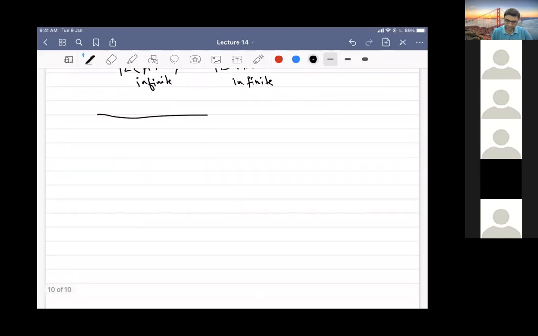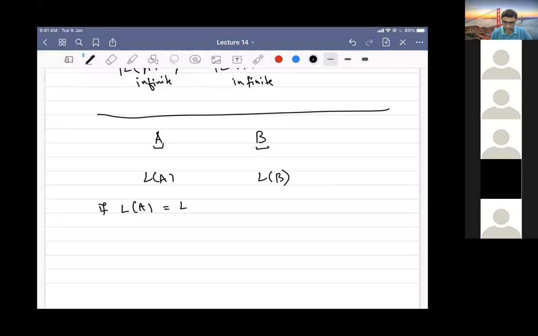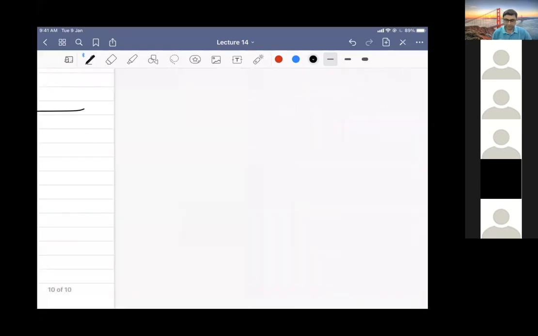Okay, so the proof is actually very simple. Suppose A is a DFA and B is a DFA. There must be a language for automaton A and a language for automaton B, and we call them L of A and L of B. We need to figure out if L of A is exactly L of B. If so, accept; otherwise, reject. How can we do that? We can do it very simply.